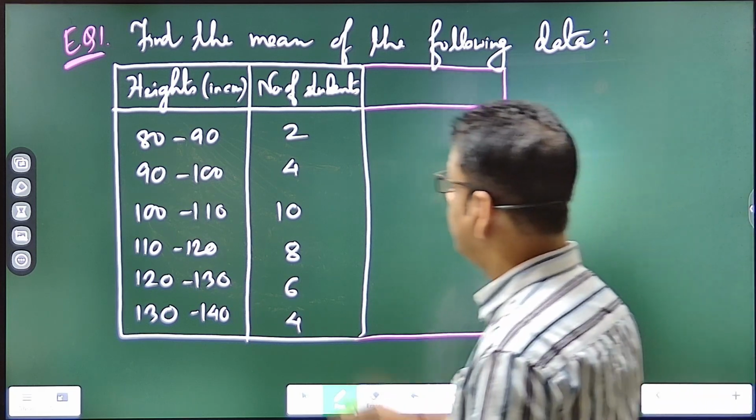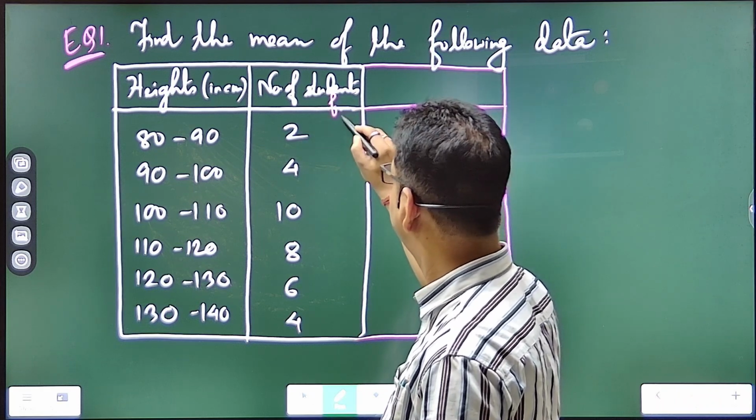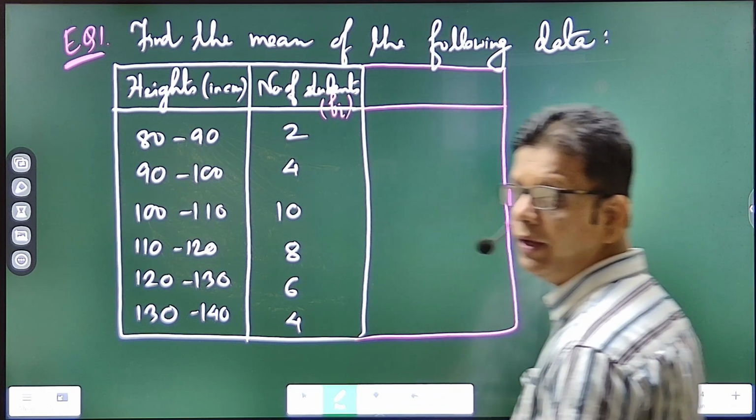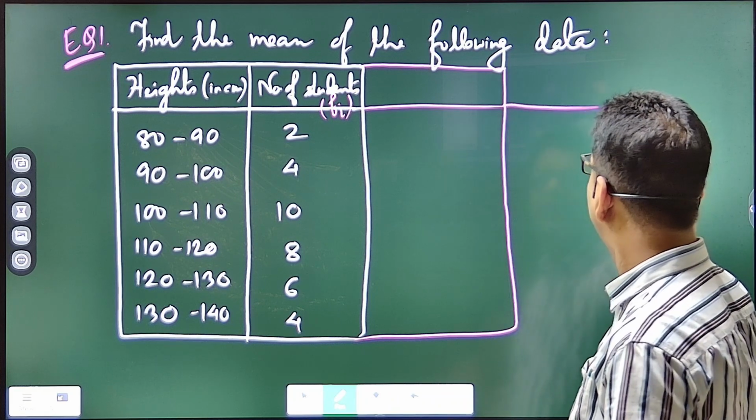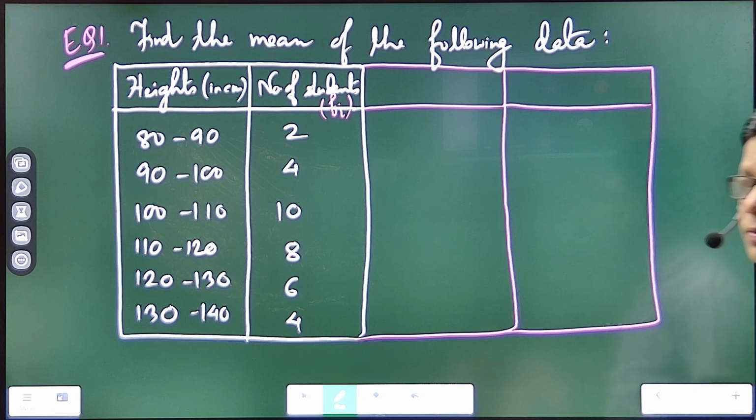Now, here this number of students is called frequency, so we write the symbol Fi. Okay, done. Two columns to be added. I just added one column. Now one more column to be added to get the mean.